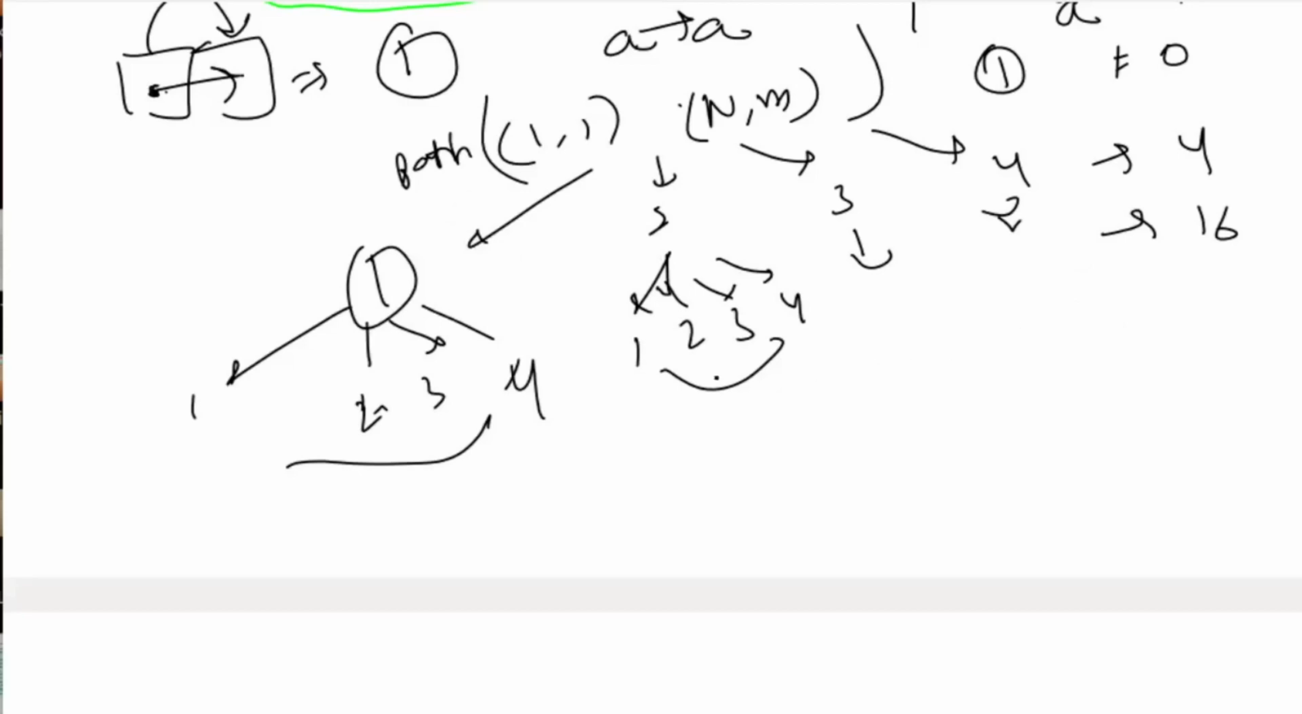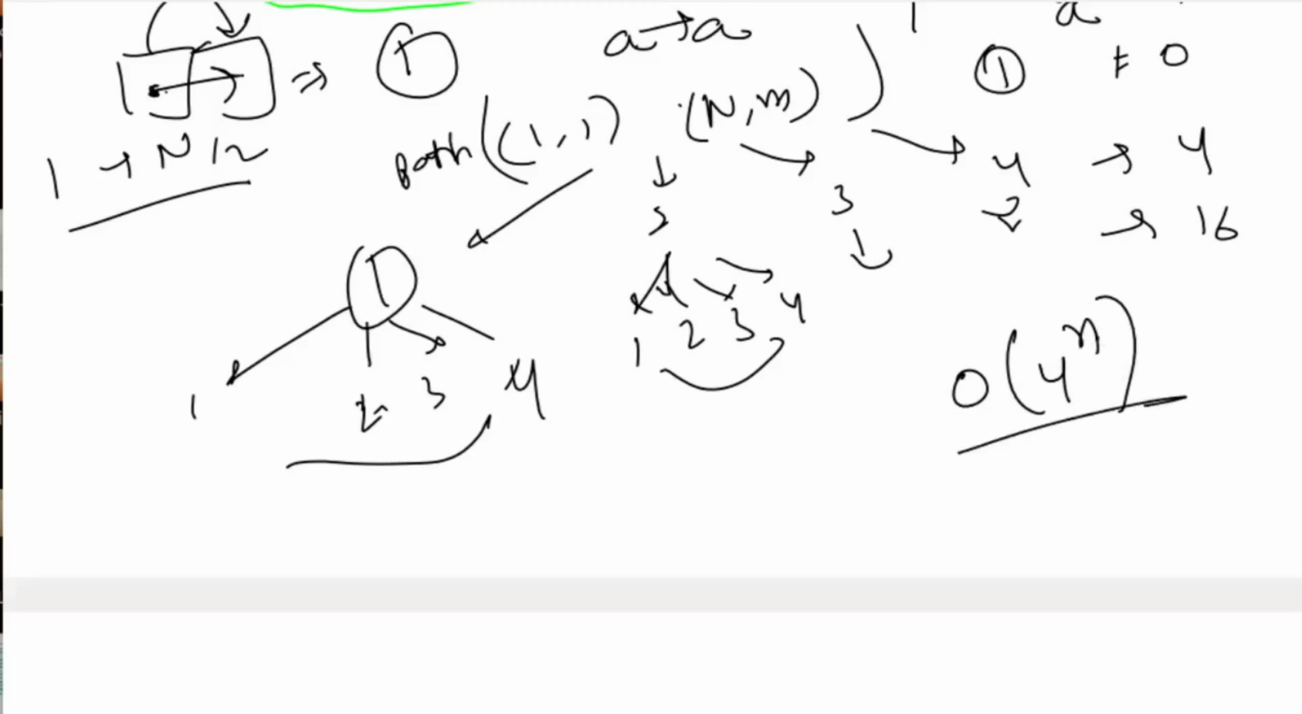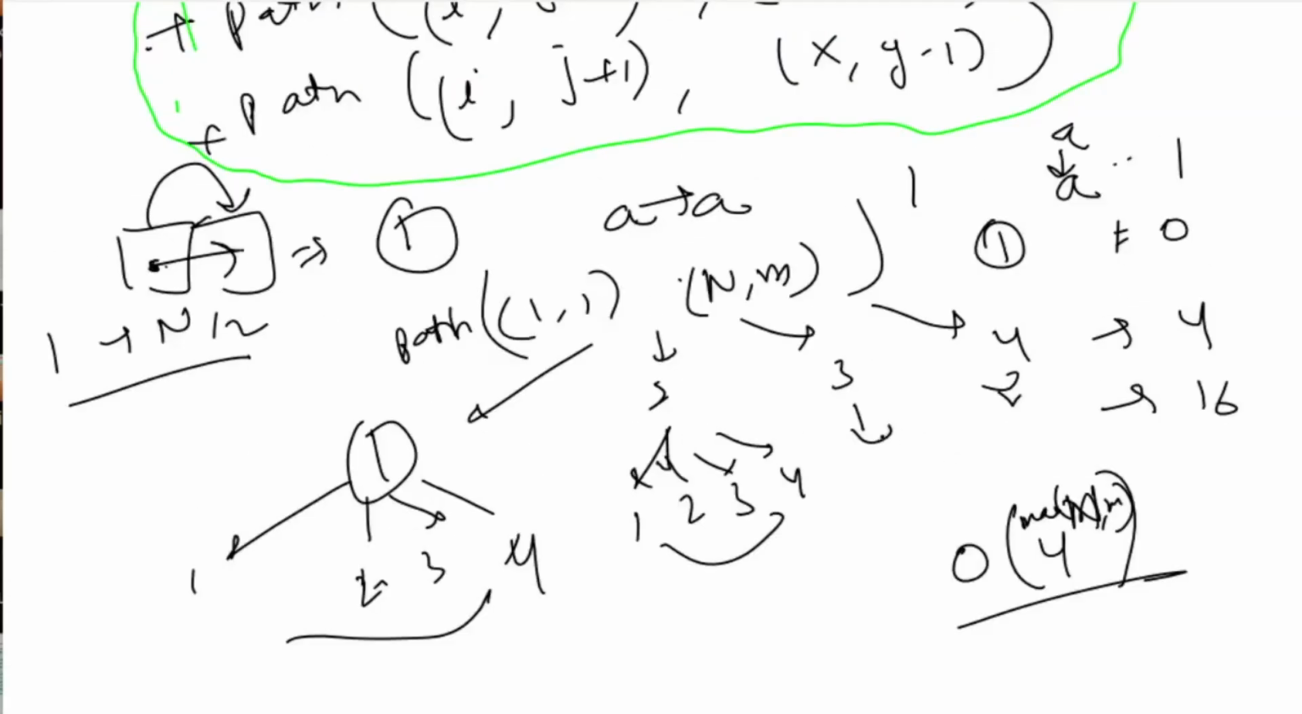So to get from 1 to n, we can go from 1 to n by 2. So you can see that it will be around 4 to the power n order, or you can say max of n comma n. So this is not an efficient algorithm. You can see that there will be overlapping of problems.